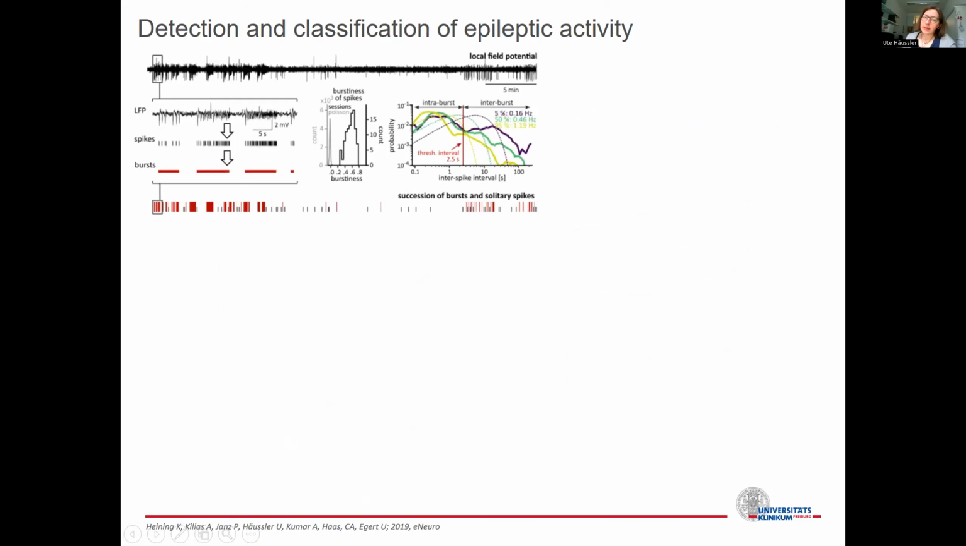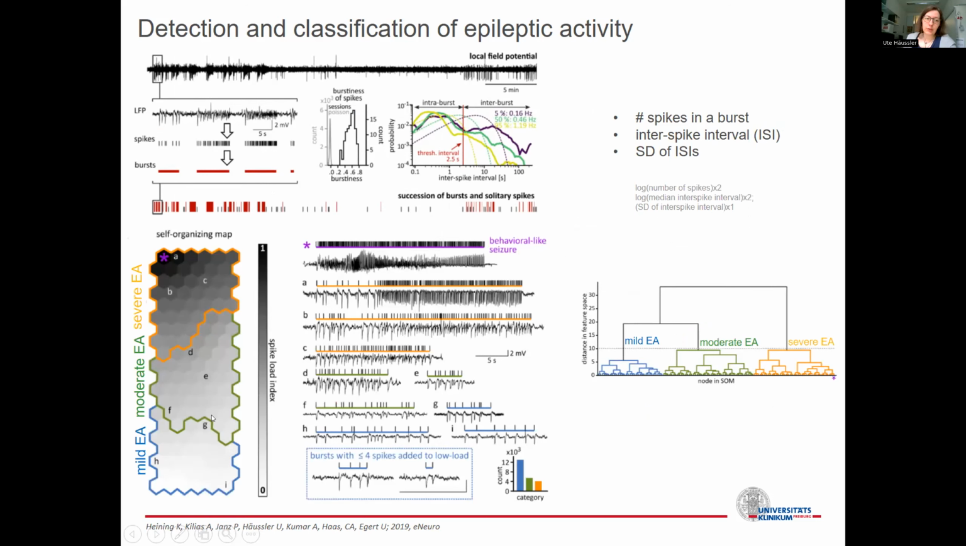So then we automatically detected and classified the epileptic activity. For that, we used a classifier that has been developed by Katharina Heining, who was formerly in Freiburg. She wrote this algorithm that detects the epileptic spikes. If these are closer together than an inter-spike interval of 2.5 seconds, then they are grouped into a burst. Then these bursts are sorted with self-organizing maps into nodes of bursts of different severity, and with hierarchical clustering, 3 different groups came up, which are mild epileptic activity, moderate epileptic activity, and severe epileptic activity. And so the nodes could be sorted back onto these groups.